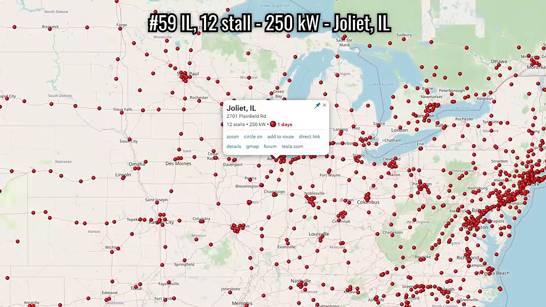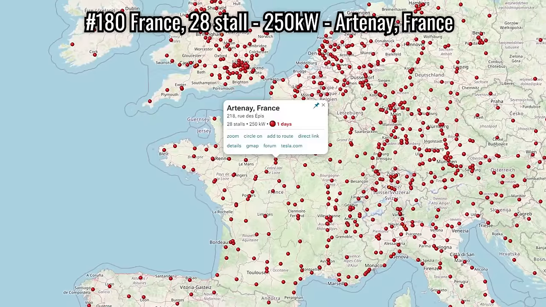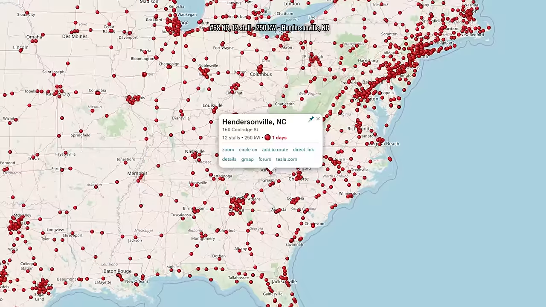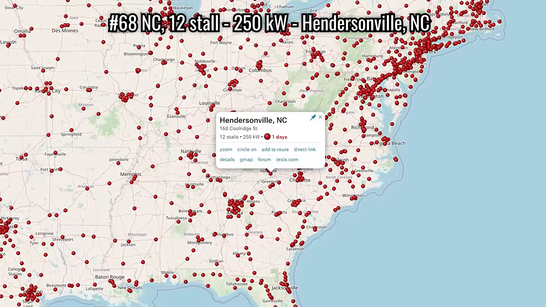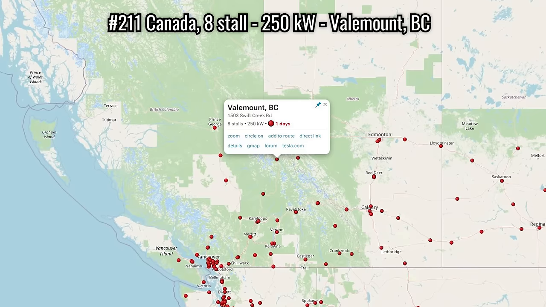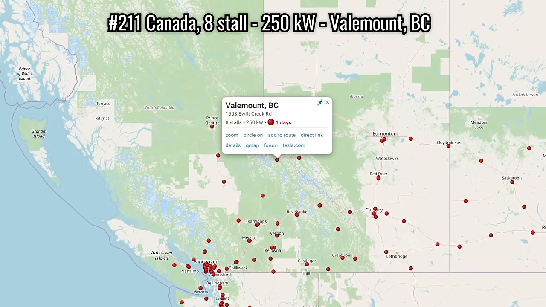Number 59 in Illinois is the 12 stall in Joliet. Number 180 in France is the 28 stall in Artenay, France. Number 68 in North Carolina is the 12 stall in Hendersonville. The 8 stall in Clearwater, British Columbia. Number 211 in Canada is the 8 stall in Valmount, British Columbia.